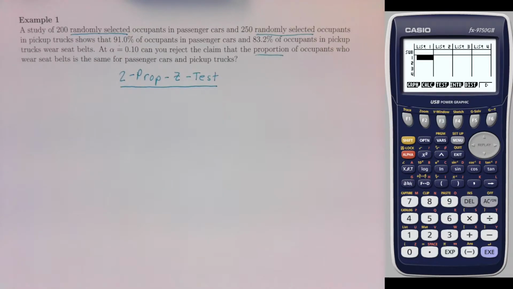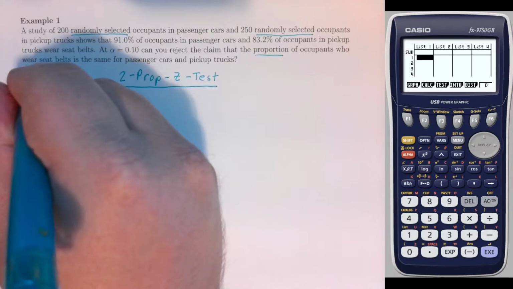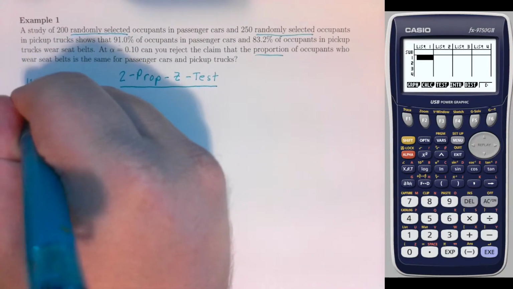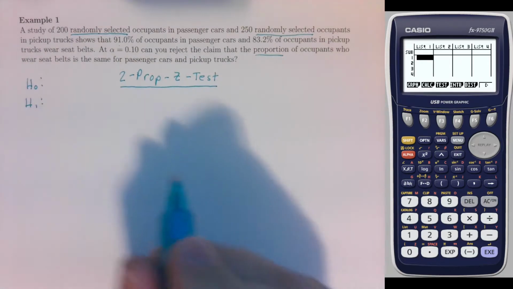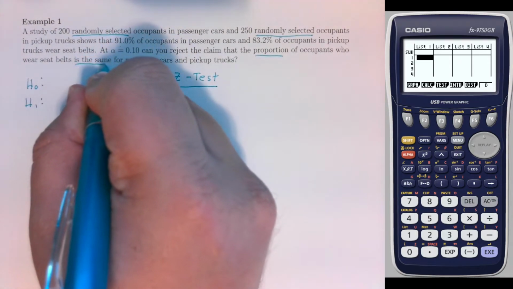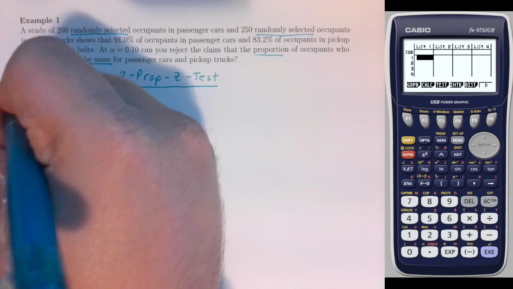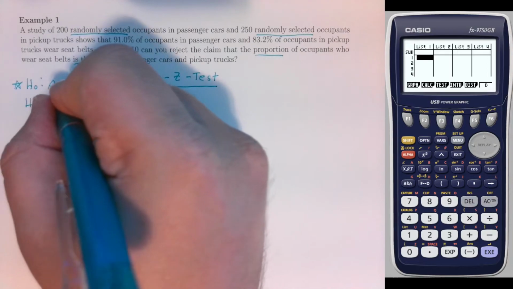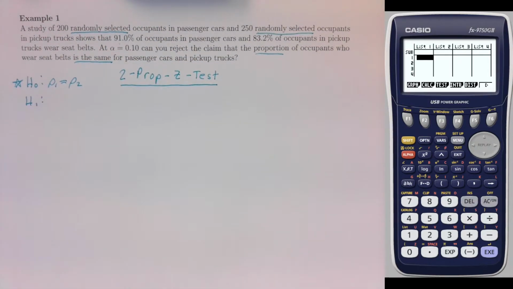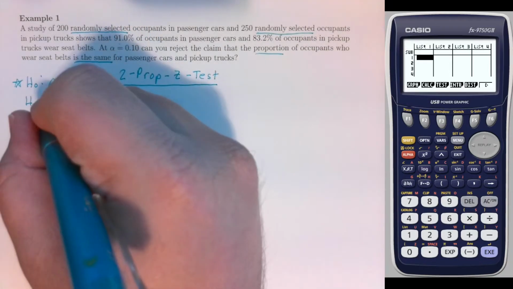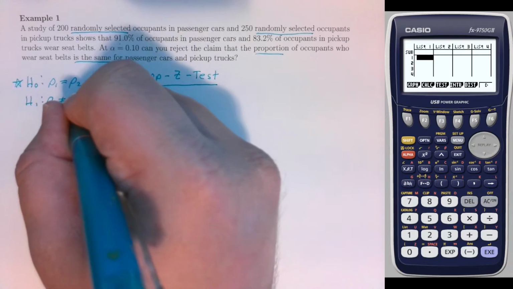So let's get going with the hypothesis test. We need our null and alternative hypotheses. Since it wants to know if it is the same, the claim is our null hypothesis, with rho 1 equal to rho 2. And then the alternative is the opposite of that, so rho 1 is not equal to rho 2.